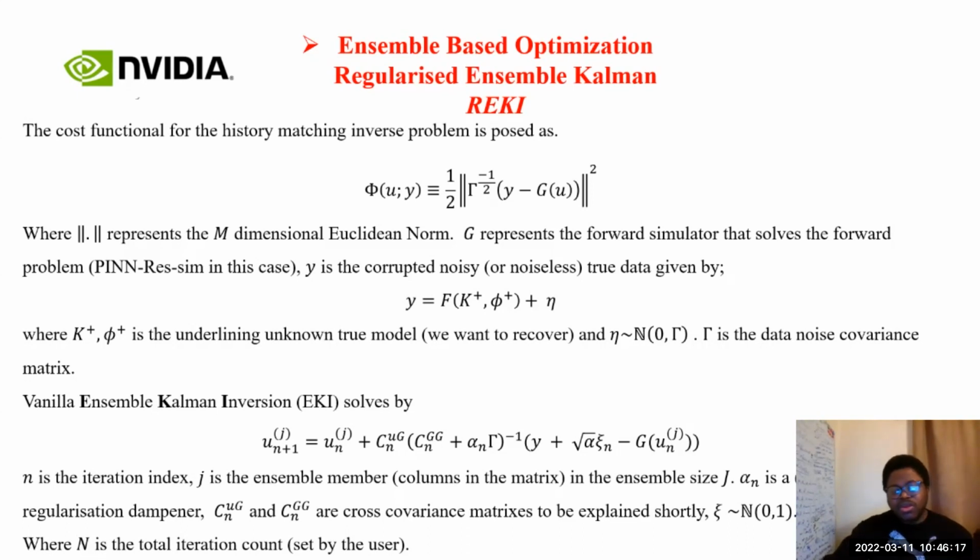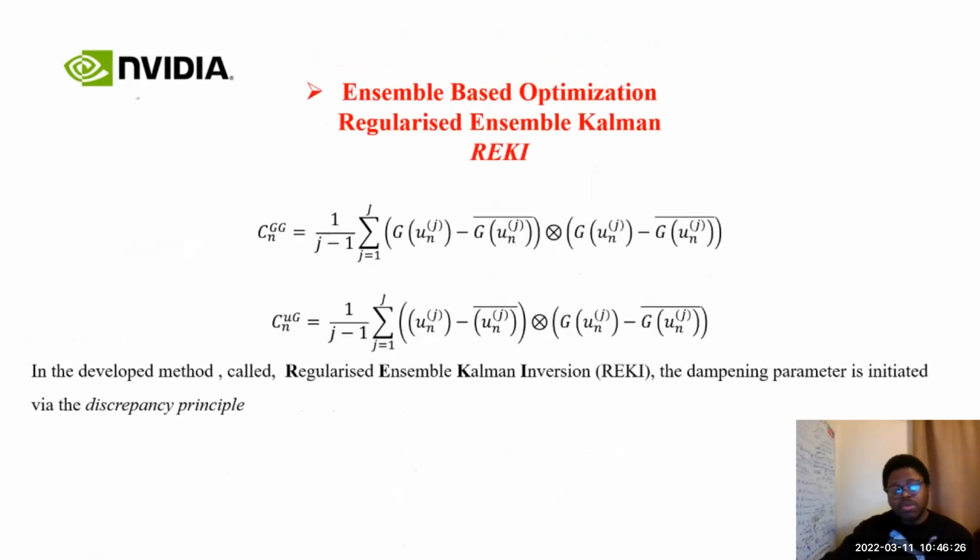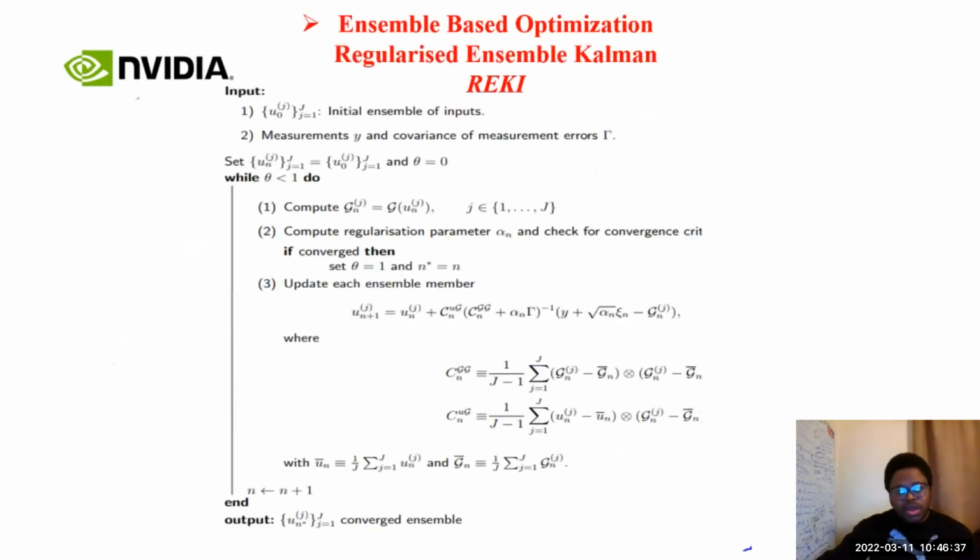Now the new approach we developed at NVIDIA was to get this alpha parameter using Jeffreys divergence and the discrepancy principle. So we developed a method internally that could approximate your alpha more quickly. The algorithm here is you have your initial ensemble of inputs, which is your permeability and porosity field, and then while your loss is greater than 1, you compute the regularizer parameter and check for convergence using a method you'll see in the next slide.